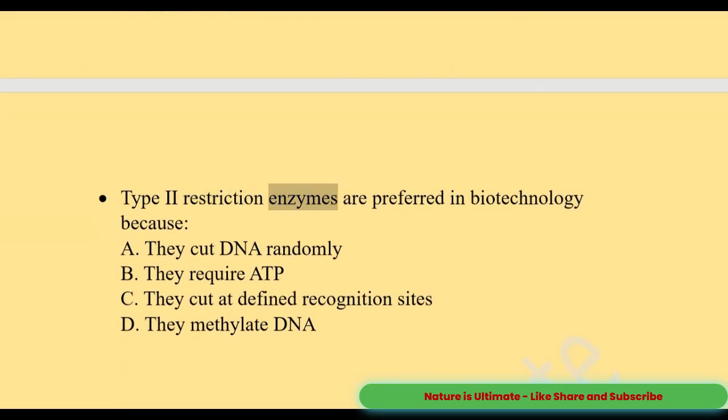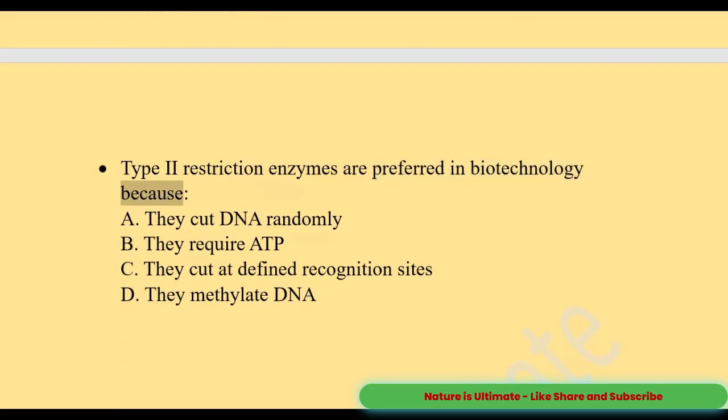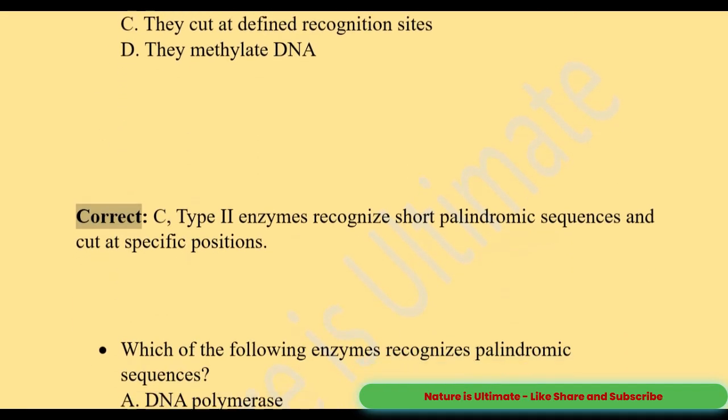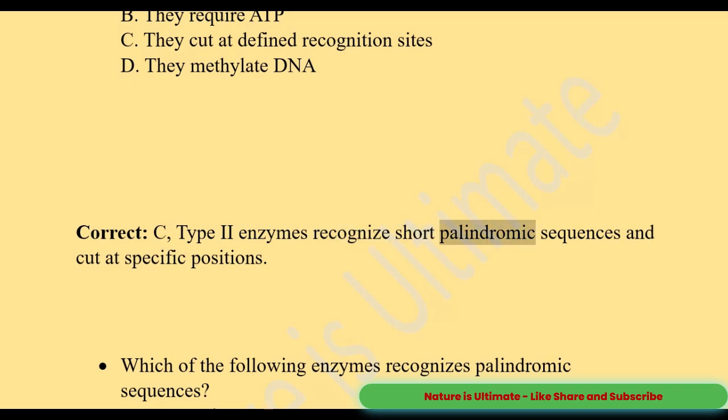Type 2 restriction enzymes are preferred in biotechnology because: A. They cut DNA randomly. B. They require ATP. C. They cut at defined recognition sites. D. They methylate DNA. Correct: C. Type 2 enzymes recognize short palindromic sequences and cut at specific positions.